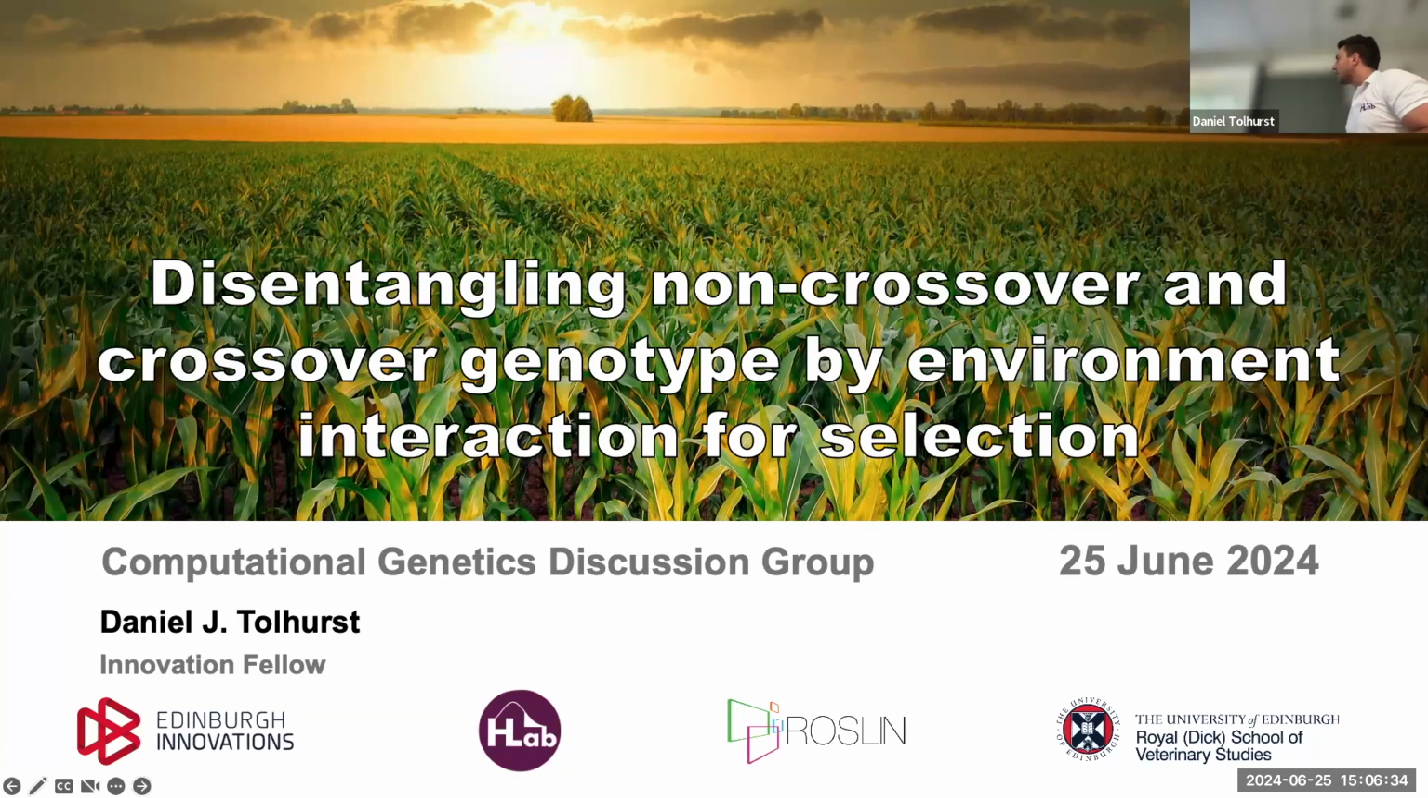So the title of this talk here is Disentangling Non-Crossover and Crossover Genotype by Environment Interaction for Selection. I'll get into exactly what that means, but the main components of G by E are non-crossover and crossover. Usually what people say is, oh, there's G by E, we've got G by E in our data. What I'm all about is, what's the form of it? What does it look like? Does it cause problems, or is it just there, not causing any re-rankings?